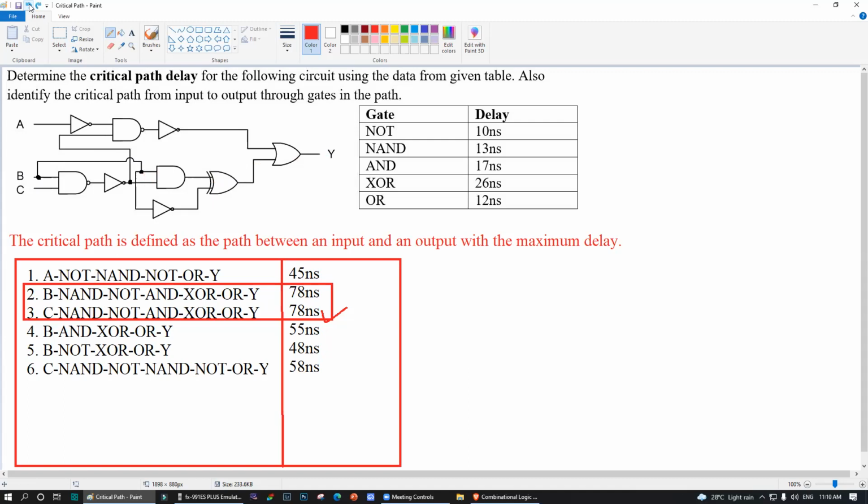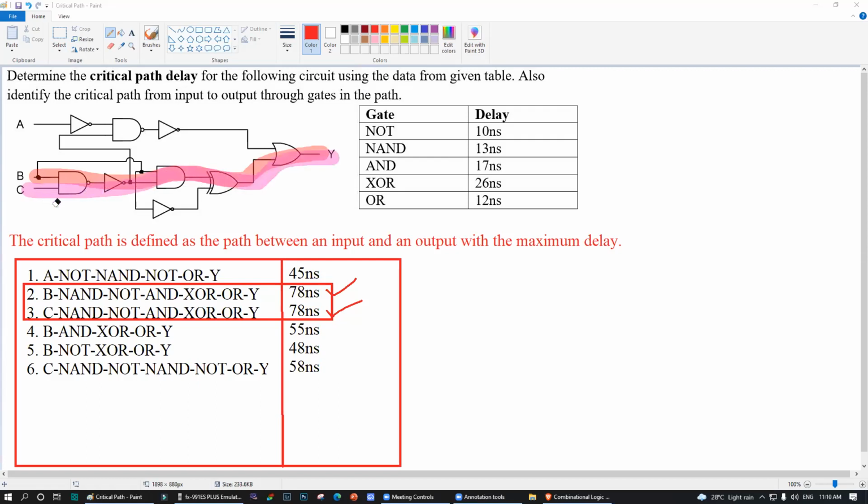Okay, you can choose both. You can choose both if nobody stops you. Okay, these two paths. Starting from B, NAND, NOT, AND, XOR, OR. This is your critical path. Or if you think this will be your critical path as well. Okay, got my point? But if I have to choose one, I will choose the C one.